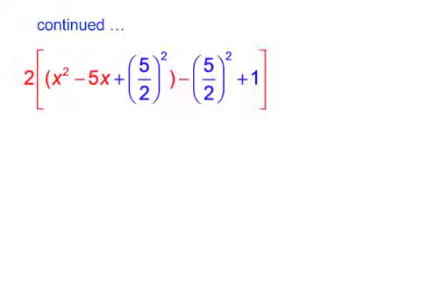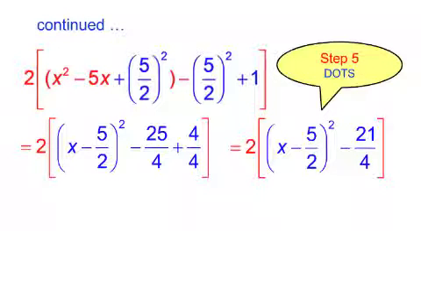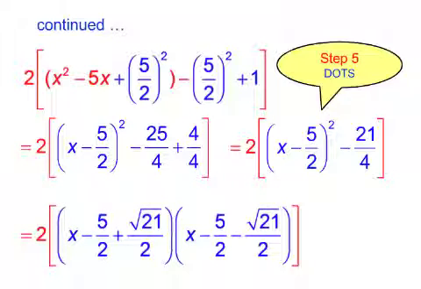Continuing on from the previous slide, we have that expression. Now we need to take the difference of two squares, which gives us 2 brackets, (x - 5 over 2) all squared, minus 21 over 4. But that can be simplified into the final expression. 2 brackets, (x - 5 over 2 + root 21 over 2)(x - 5 over 2 - root 21 over 2).